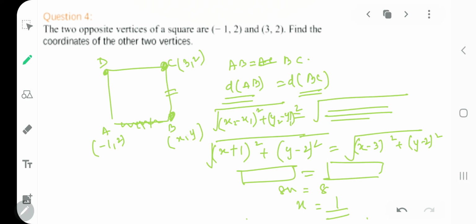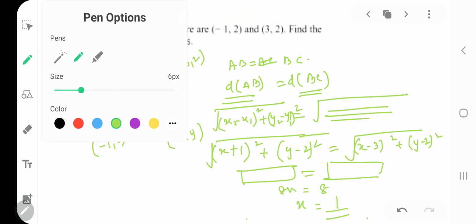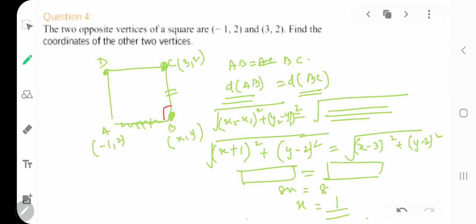Now what I will do is, shall I go for... Now my dear kids, if you want, you can take it. This is a square. It is given in the problem that this is a square. So if I join this, I'll get this as a right angle triangle. And I can use the Pythagoras theorem, my dear kids.